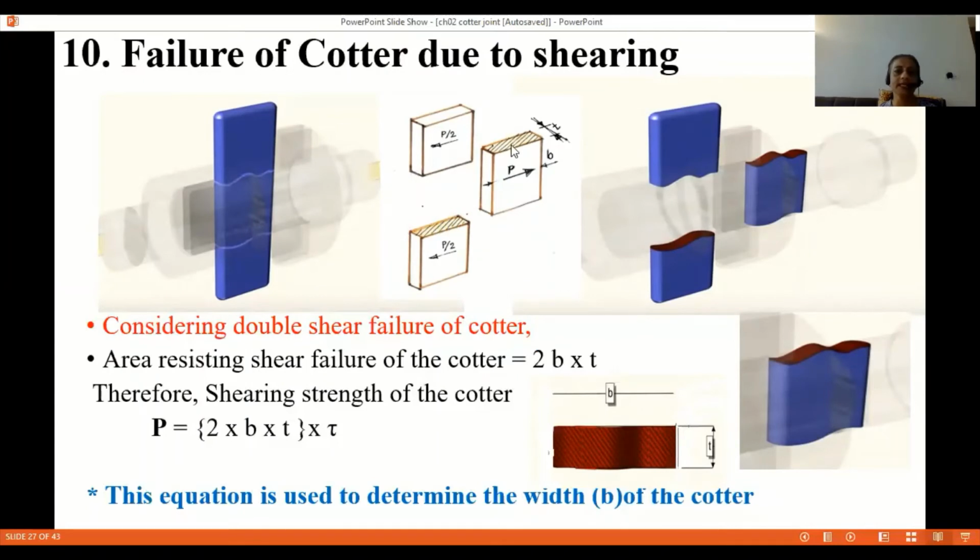So friends, we can see that this is the top plane of failure and this one is the bottom plane of failure. So the equation of the area of failure is 2 times breadth into thickness. So the shear strength of the cotter is given by the equation P is equal to 2 into b into t into tau. From this equation, we can easily find the minimum width of the cotter which will resist shear failure.